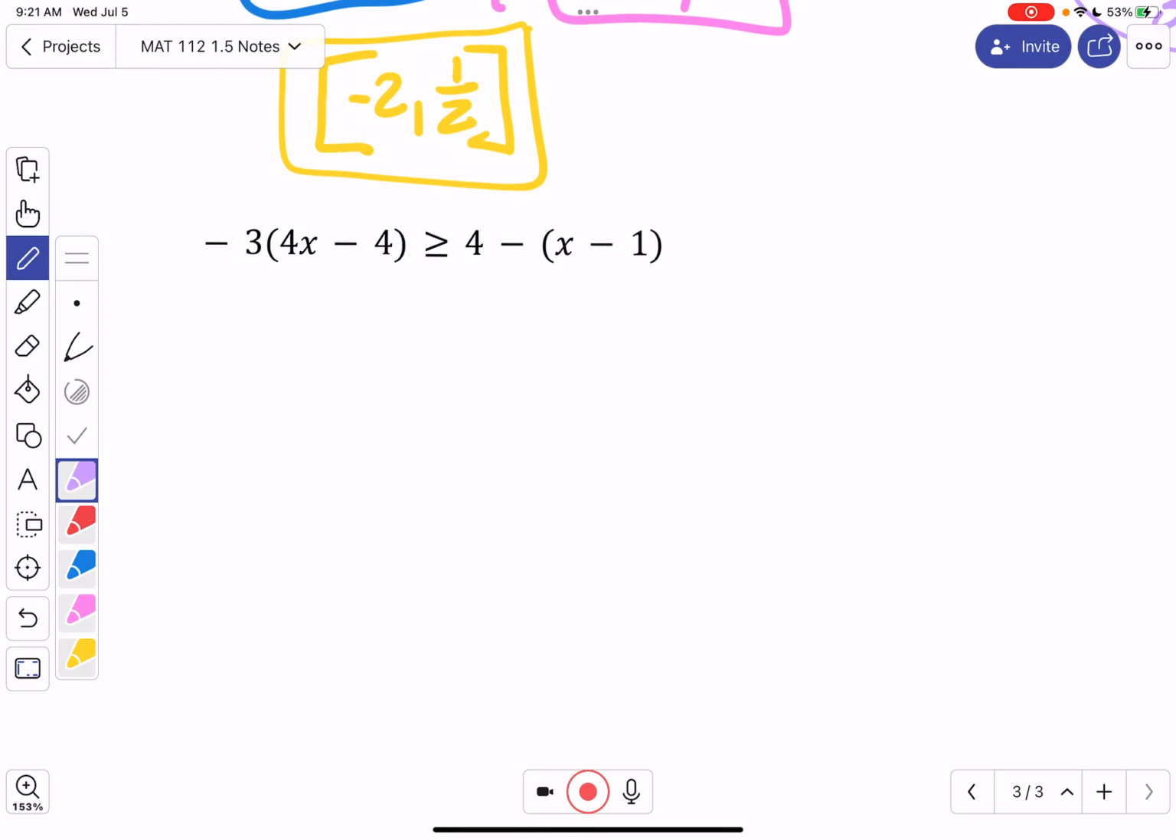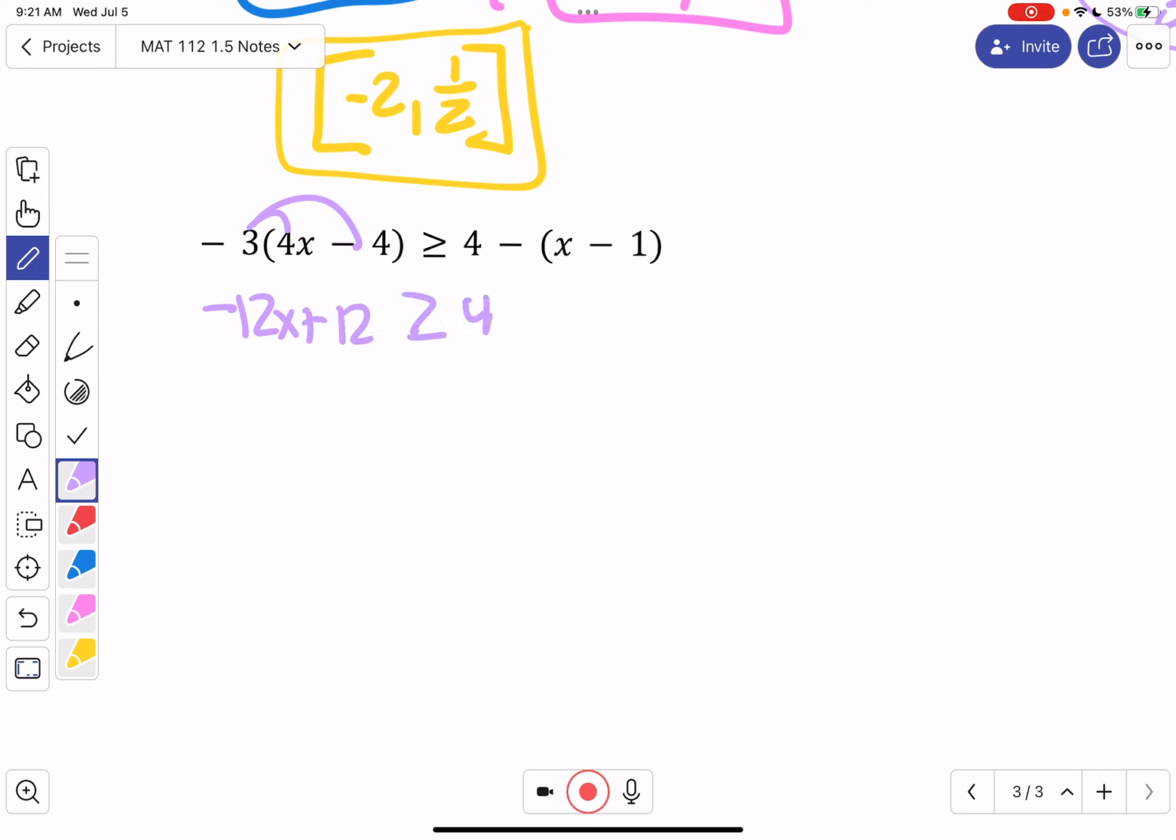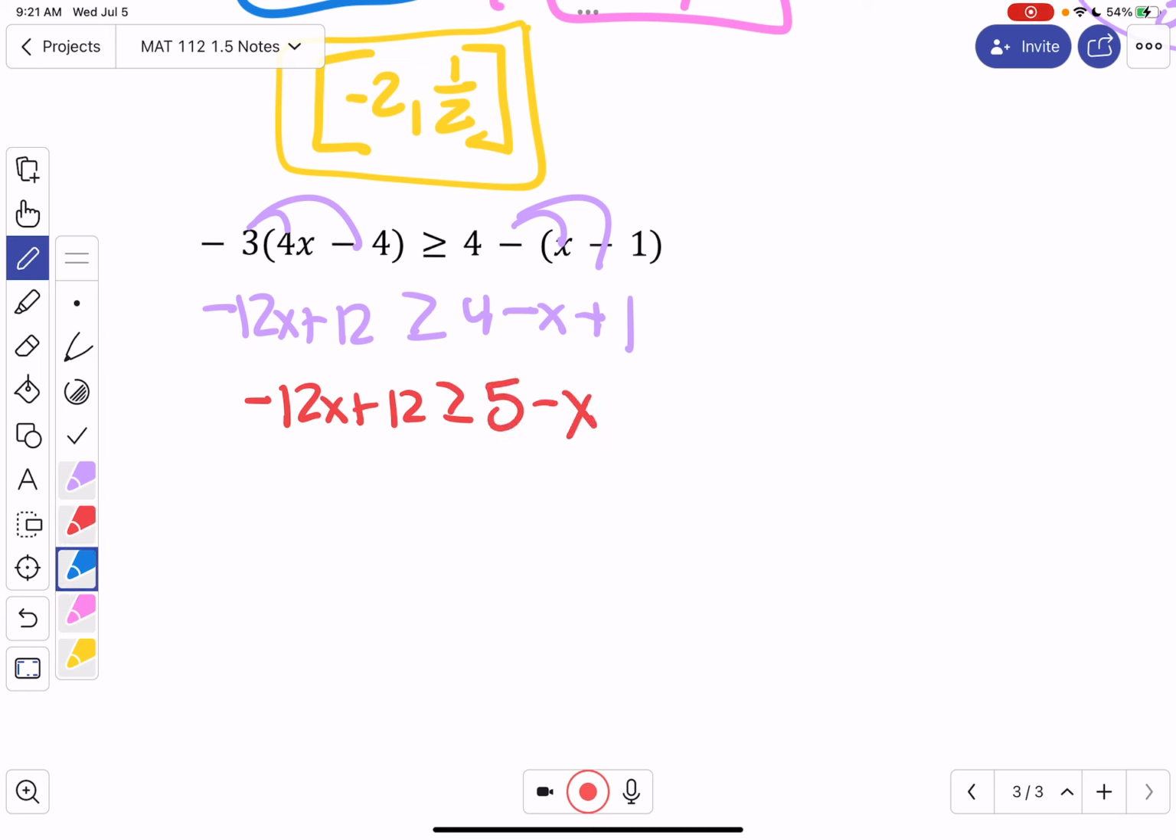All right, and here's one more. Kind of combines all the things. I would pause the video and try it, see how you do, and then check it out. So we distribute. And then here we distribute the negative. There's no terms to combine on the left. On the right, we get this.